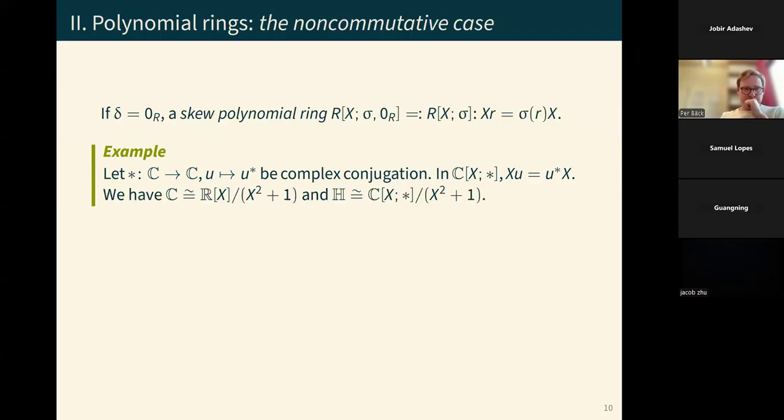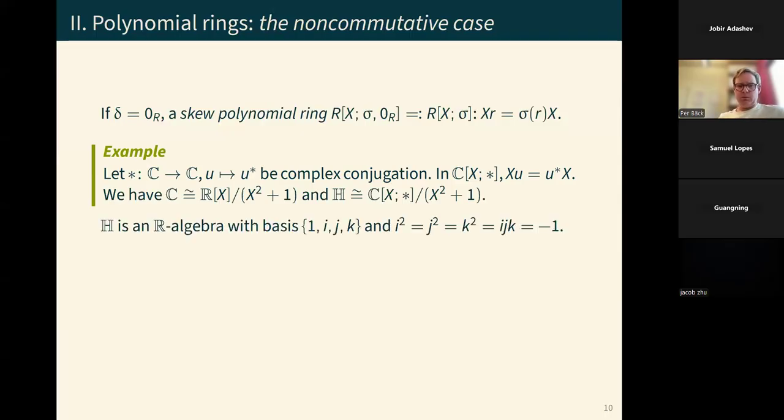Just as you can describe the complex numbers as a quotient of a real polynomial ring, you can now also extend this construction to the so-called quaternions. This is a non-commutative division ring which is four-dimensional over R, and it has these defining relations. You have these three imaginary units which all square to -1.